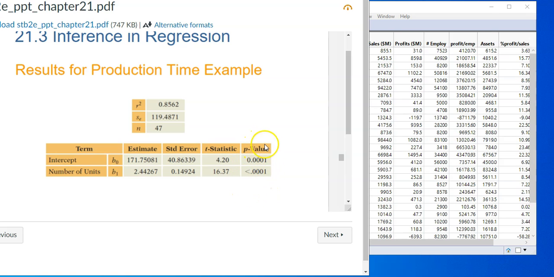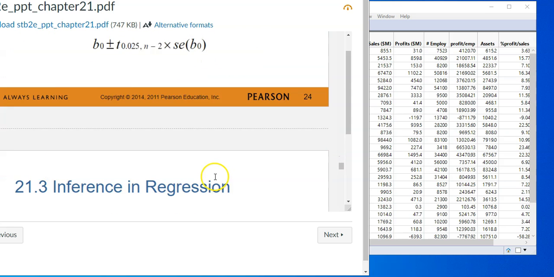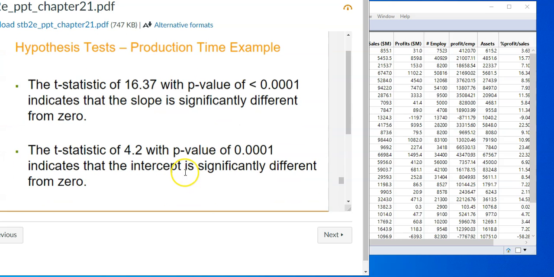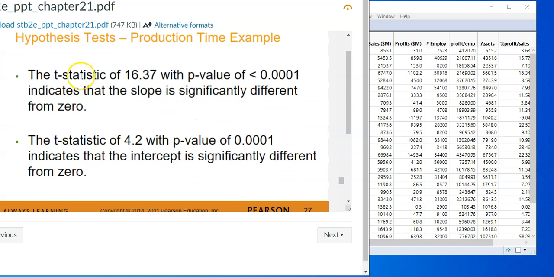If the p-value is below 0.05, we reject H0. That means the intercept and slope are not 0. They are actually numbers that are reliable. Okay, so what is this saying? The test statistic of 16 and a p-value below 0.05 indicate that the slope is significantly different from 0. Reject H0.